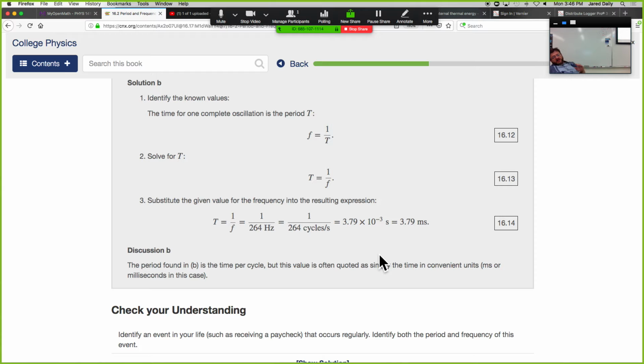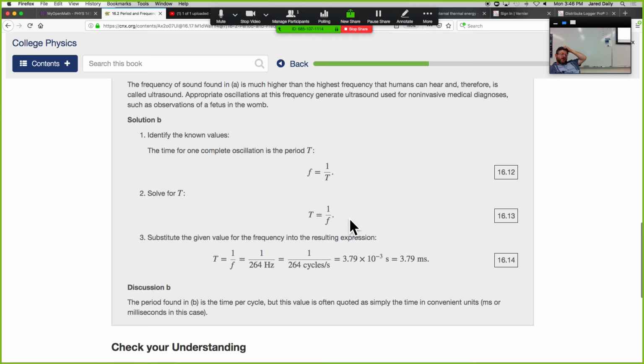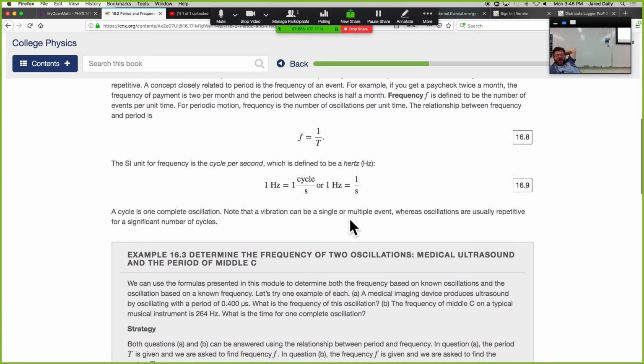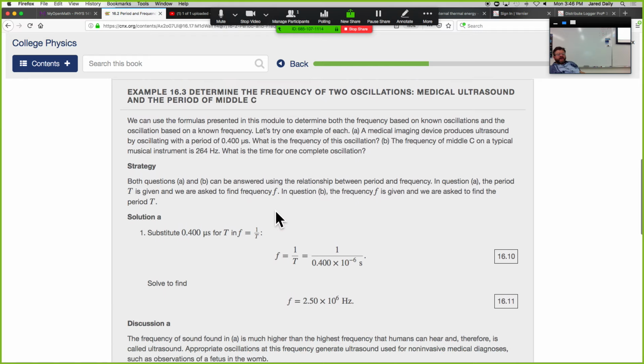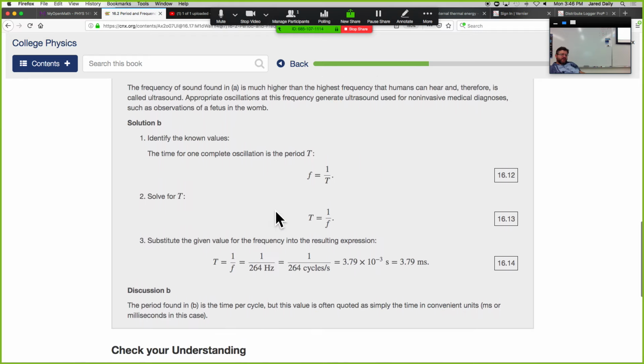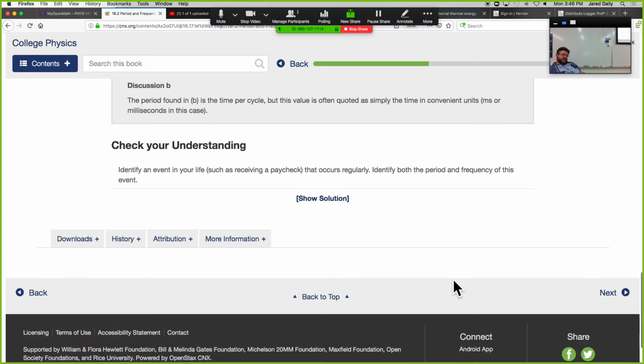they want us to calculate the period from the frequency they give us. Of course, the period is just 1 over the frequency, 1 over 264 hertz. It is 3.79 times 10 to the minus 3, or 3.791 seconds.